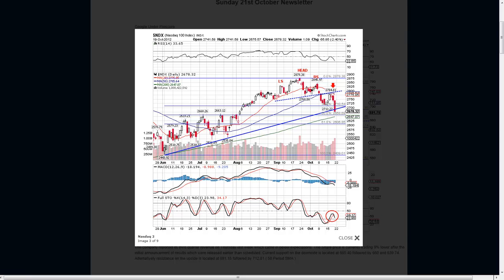So the immediate support on the downside is located at 2658, which is a 50% Fibonacci retracement, followed by 2647, which is the 200 period moving average. So it's the 200 day moving average, which is quite a significant support. Alternatively, if the support confirms at these levels and we see a bit of a bounce back, the immediate resistance is located at 2713, followed by 2775, which is the 20 and 50 period moving average also. Stochastics are showing a bearish crossing as well.